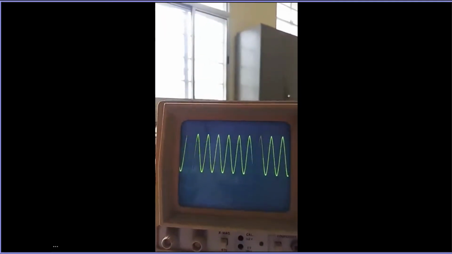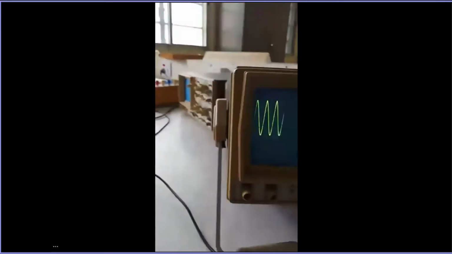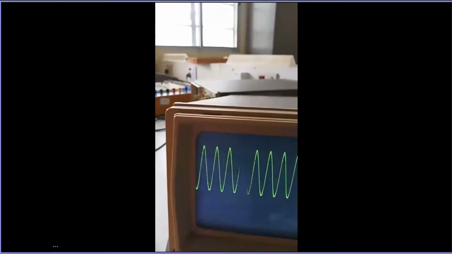Sir, please show it at 1 kilohertz. Sir, for second order, fourth order, sir. This is for 4th order. Yes, put it on second order also. Okay, I'll show you for second order also. First at 500, alternately second and fourth order. So set it at 500.